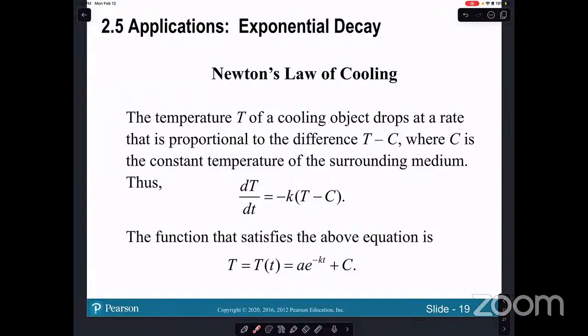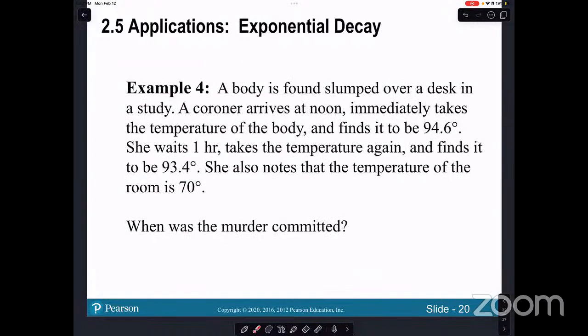Let's see it in action. So a body is found slumped over a desk in a study. A coroner arrives at noon, immediately takes the temperature of the body and finds it to be 94.6 degrees. She waits 1 hour, takes the temperature again, and finds the temperature to be 93.4 degrees. She also notes that the temperature of the room is 70 degrees. When was the murder committed? Ooh, I like this one. Let's see if we can get it.